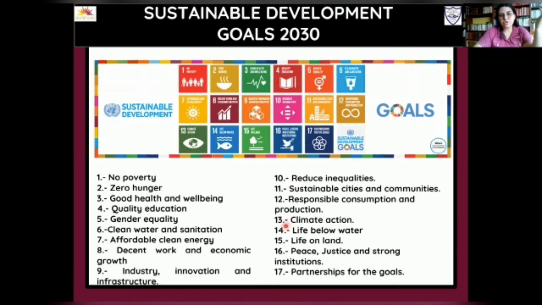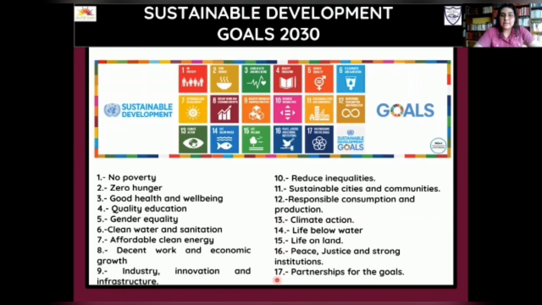Climate action, life below water, life on land, peace, justice, and strong institutions. These, the 13, 14, 15, and 16, are so difficult because you can measure that, but they are so difficult to measure.